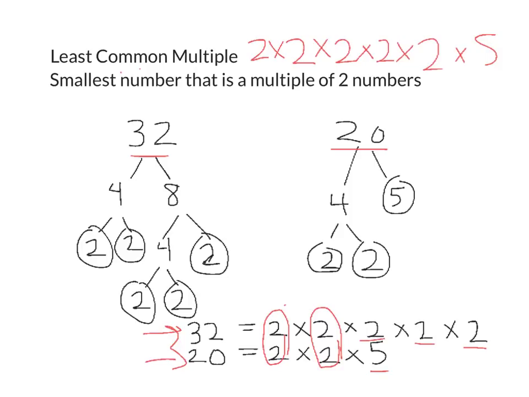So that ends up with a total of 5 2's multiplied by each other, and then a 5 as well. So what I'm going to do is multiply that out. 2 times 2, 4, times 2 is going to give me 8, times 2 is 16, times 2 is 32. And when I multiply it all out, it's 160 because that's times 5. So 160 is going to be the smallest number that both 32 and 20 go into. It's actually 32 times 5 and 20 times 8. So that's the smallest number, that's the least common multiple. So that's how you do least common multiple.